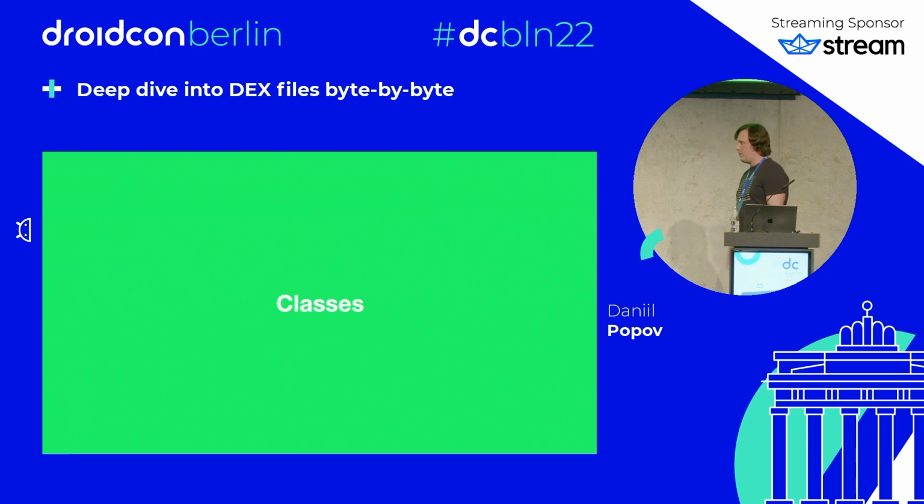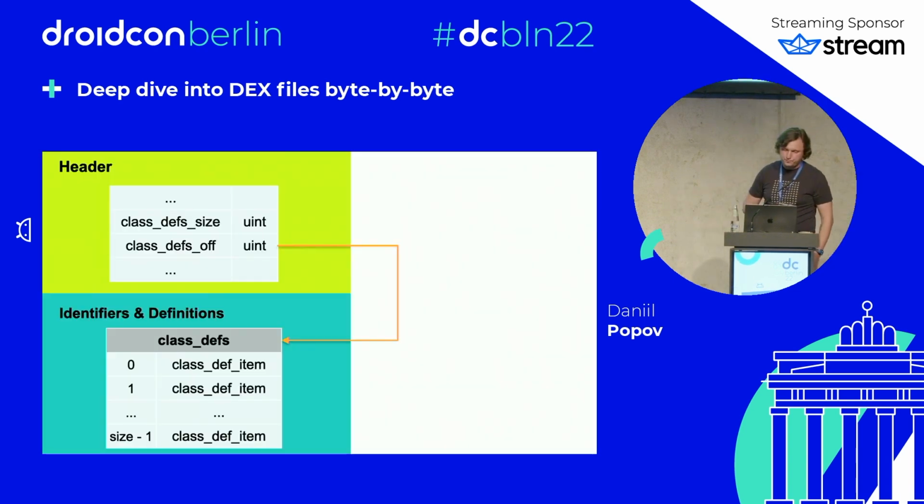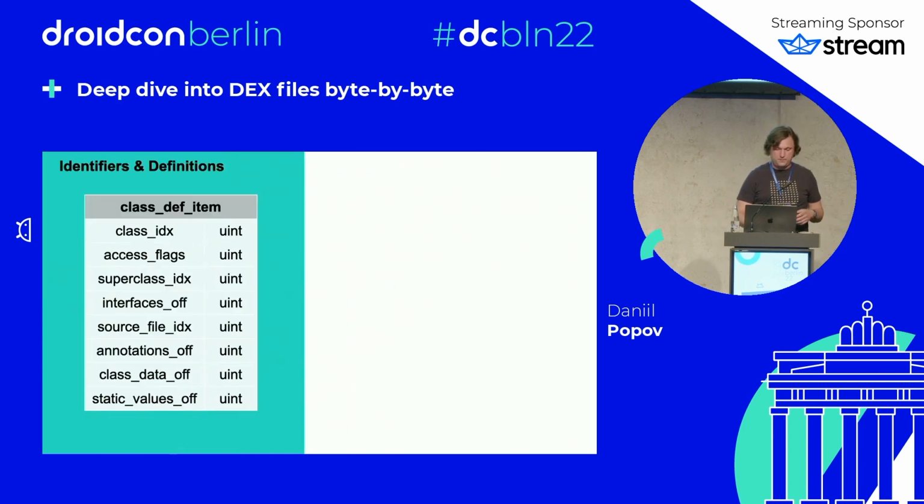And finally, we can define the classes. We already know about the prototypes, we already know about fields, methods, types, strings, and now we can define the class as a whole. As many other tables, the class definition table is also referenced from the header, which has its offset and size. There are many fields, but all of them deserve to be discussed.